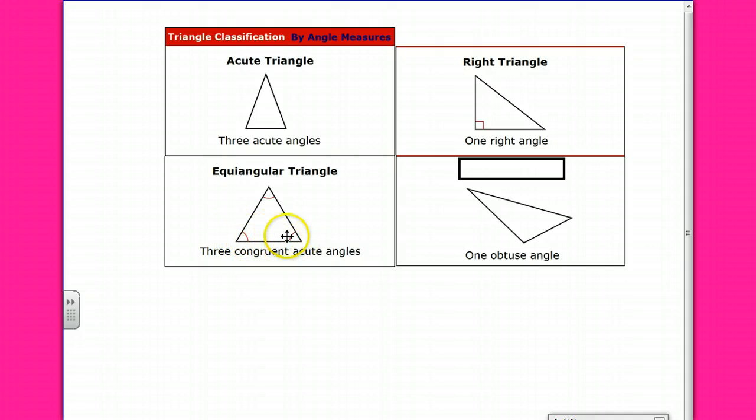Remember, these little arches tell you that these angles are congruent. The arch is the same in each case, right? And if you have a triangle where there is 1 obtuse angle, it is an obtuse triangle.